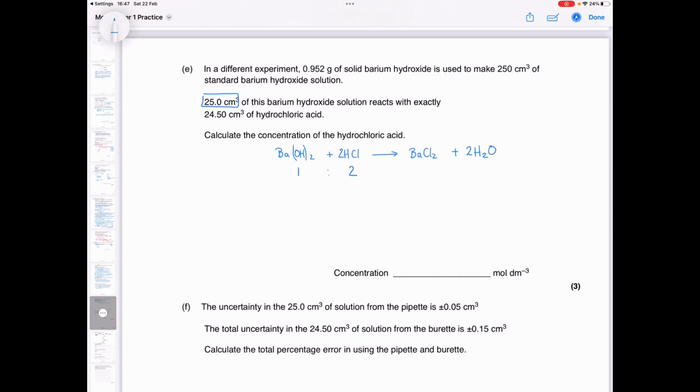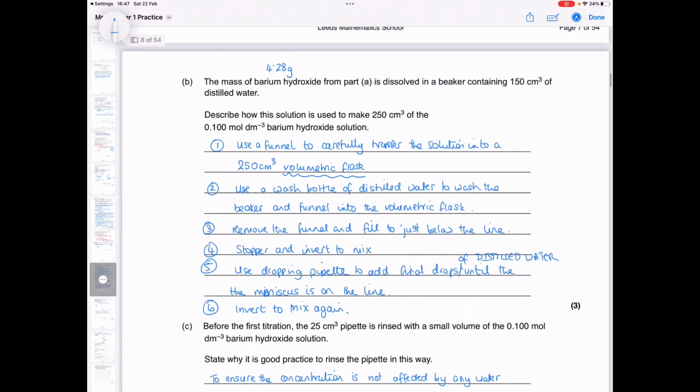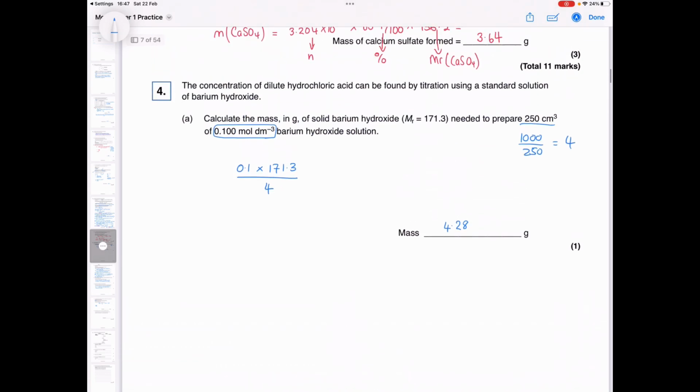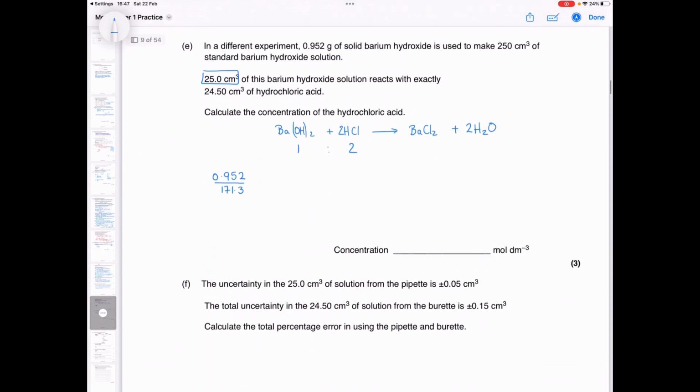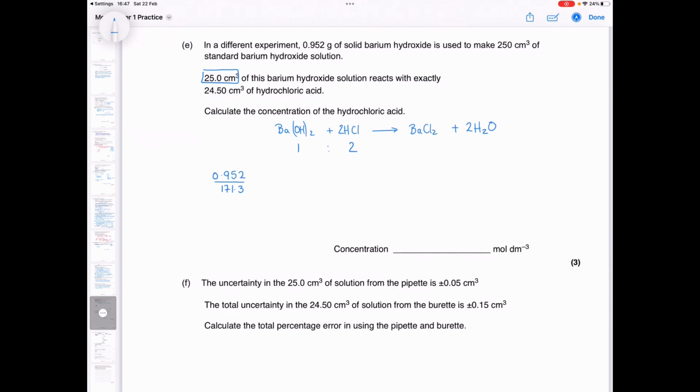So we've got 0.952 grams of solid barium hydroxide divided by the MR of barium hydroxide, which is 171.3. They were kind enough to tell us that in the first part of the question. We didn't need to calculate that. So the number of moles of barium hydroxide in the solid that we've used is 0.95.